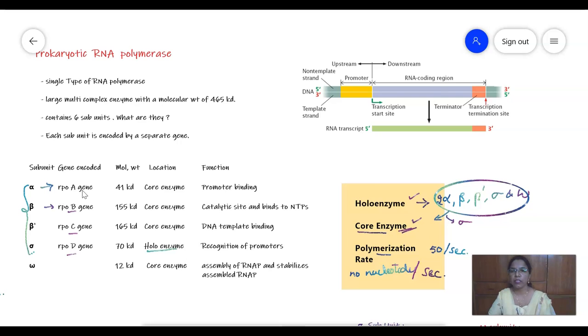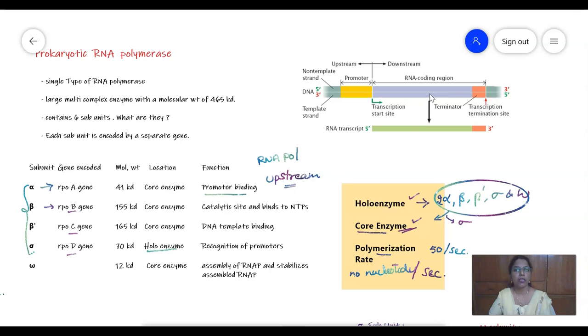Each subunit has a specific function. Alpha subunit has the function of binding to the promoter. What is a promoter? Promoters are short consensus oligonucleotides present upstream on the DNA, which regulate the binding of the RNA polymerase. The binding of RNA polymerase depends on the promoter sequences, and these promoters are present upstream.